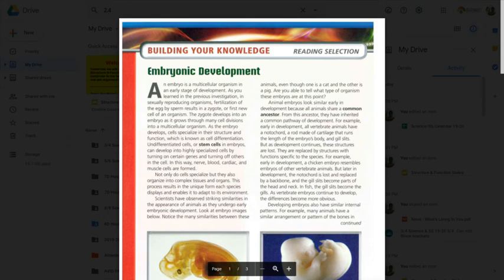As you've learned in previous investigations, in sexually reproducing organisms, fertilization of the egg by sperm results in a zygote, or first new cell of an organism. A zygote develops into an embryo as it grows through many cell divisions into a multicellular organism. As the embryo develops, cells specialize in their structure and function, which we know as cell differentiation.